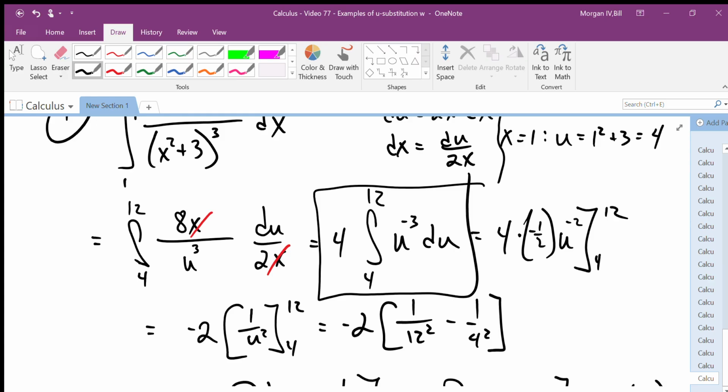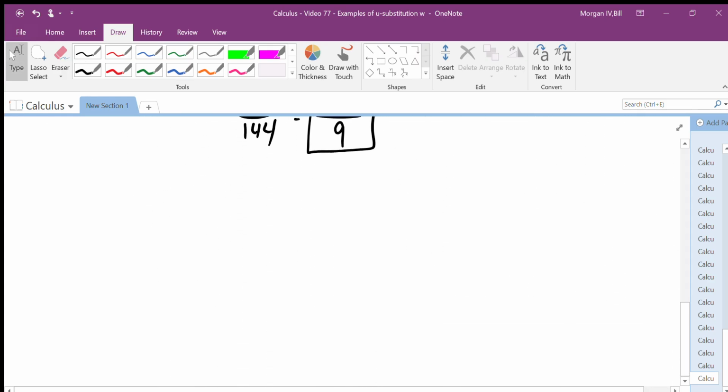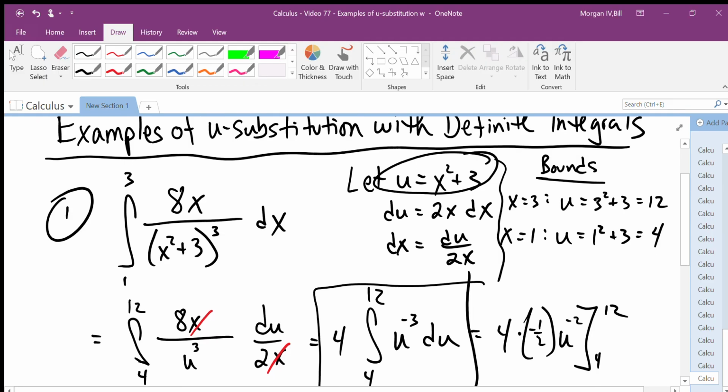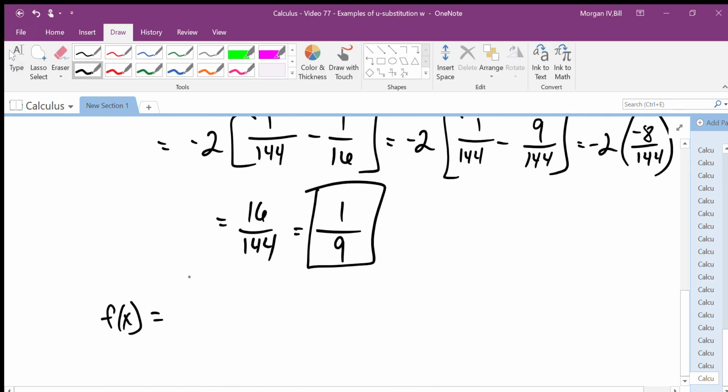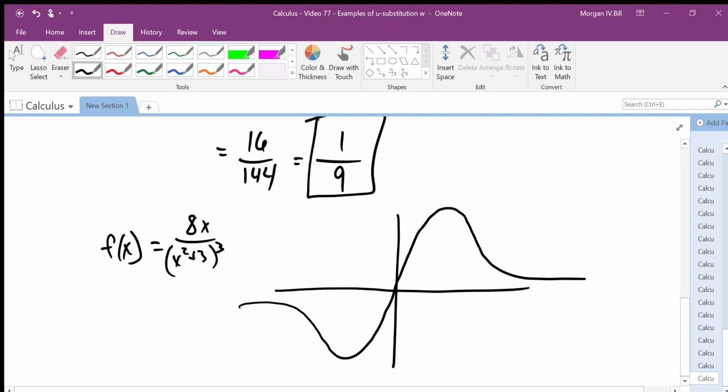You don't have to draw these pictures, but let me go ahead and draw the picture out just as we're learning through here. The first function was f of x, this time in terms of x's, 8x over x squared plus 3 cubed. A rough sketch of that function looks something like this. It comes out here, goes down, comes up, and then back down like this.